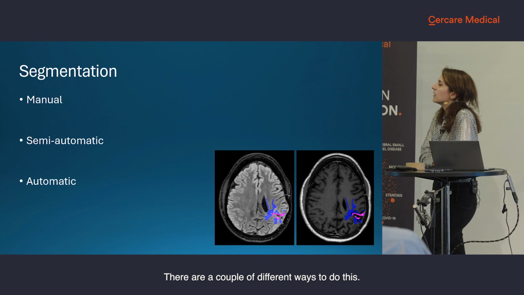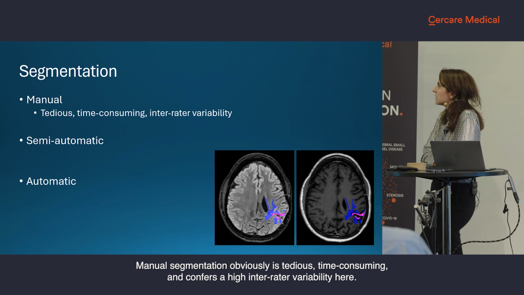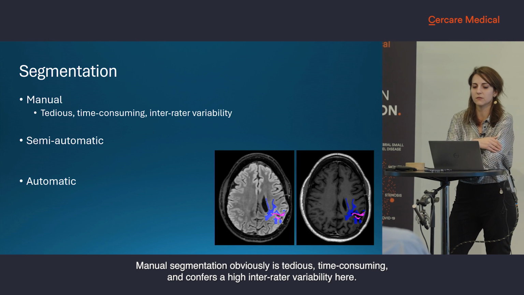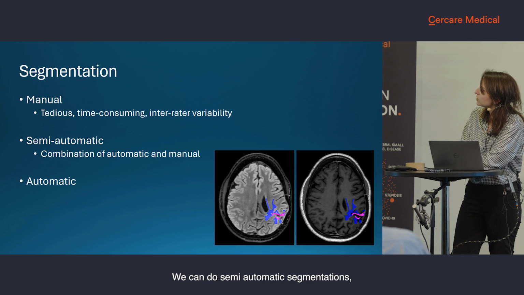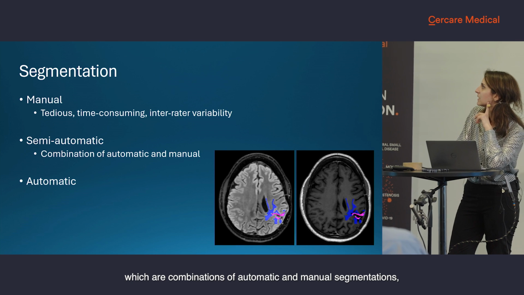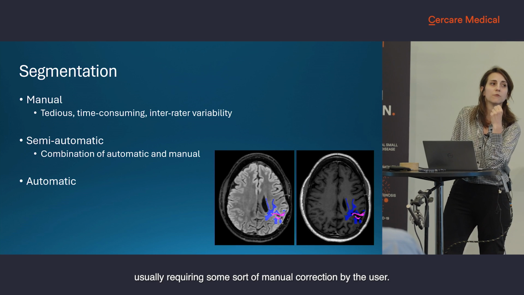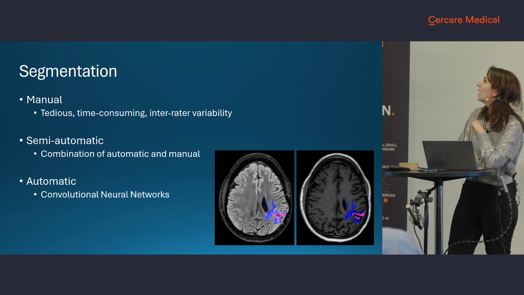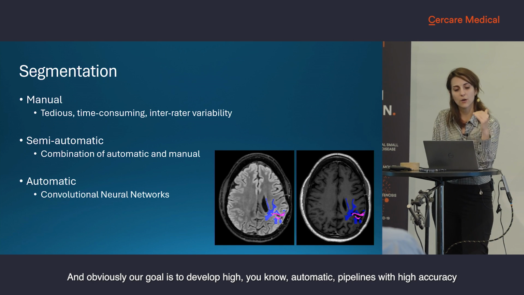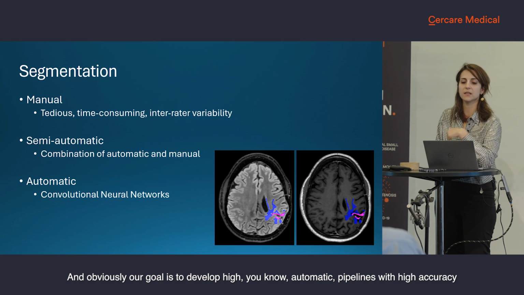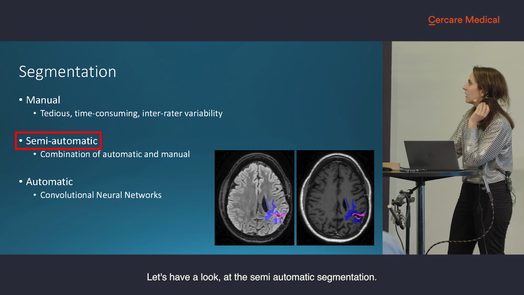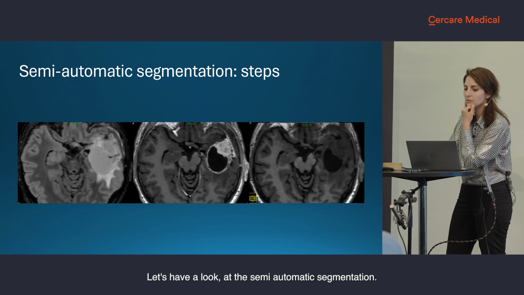And there are a couple of different ways to do this. Manual segmentation obviously is tedious, time-consuming, and confers a high inter-rater variability. We can do semi-automatic segmentations, which are a combination of automatic and manual segmentations, usually requiring some sort of manual correction by the user. And obviously, our goal is to develop automatic pipelines with high accuracy for this task.